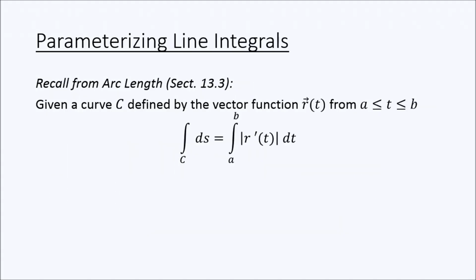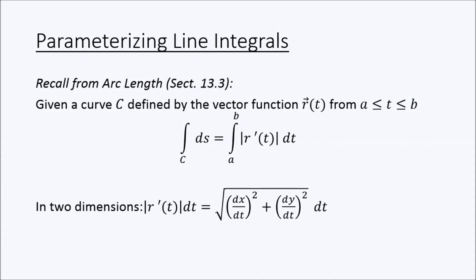The first thing we need to do is recall from when we talked about arc length that for a vector function, arc length, which is just summing up all those ds's along my curve C, can be given with this notation, where it's the magnitude of r prime of t dt. And again, just to reiterate, in 2 dimensions, that magnitude of r prime of t dt, using the distance formula or the Pythagorean theorem, is the square root of dx quantity squared plus dy quantity squared.